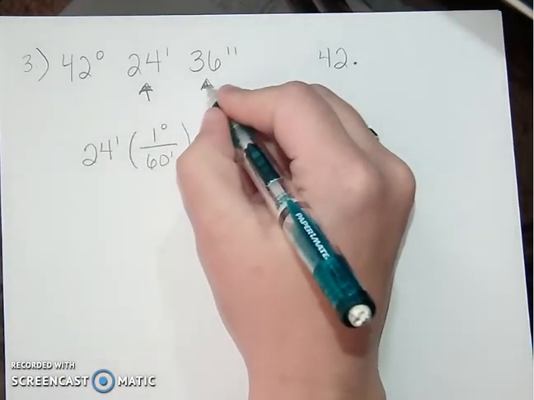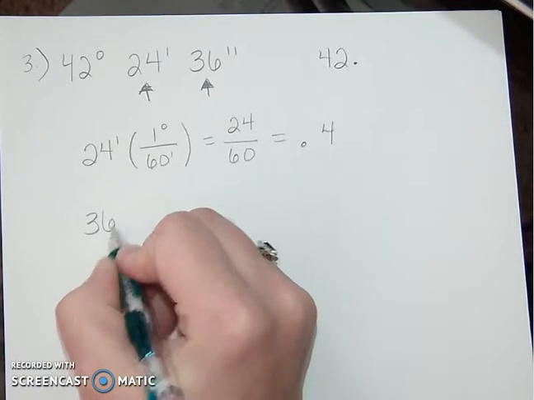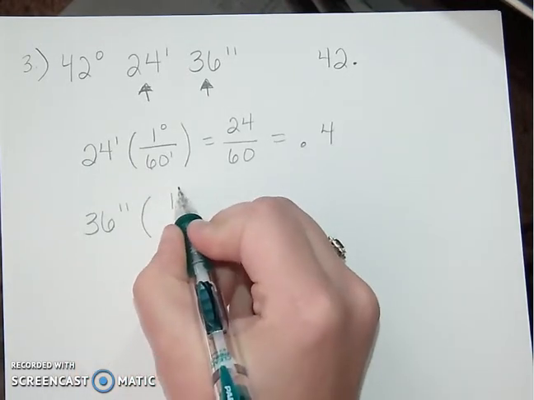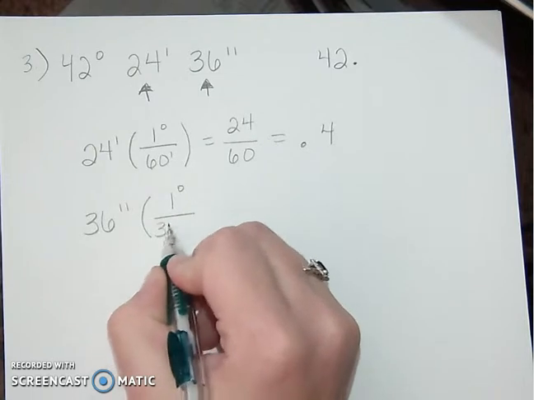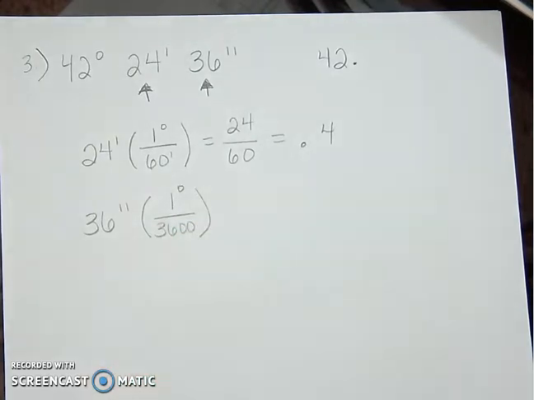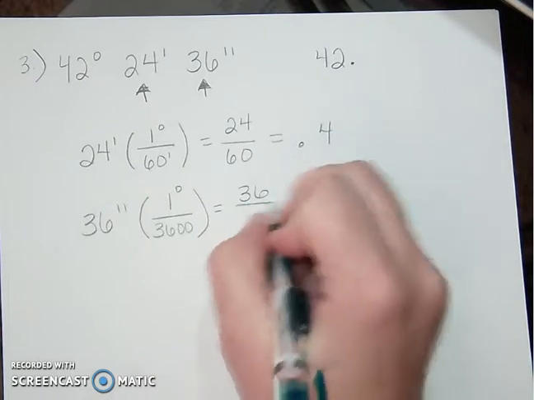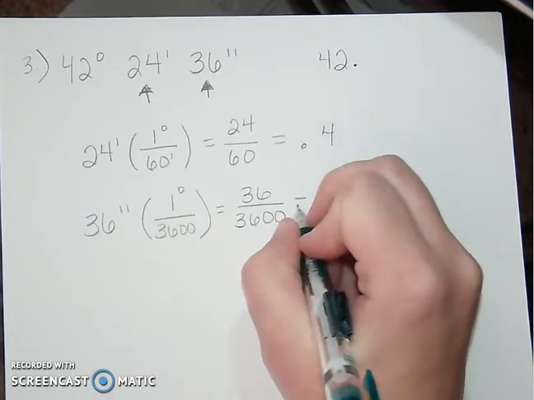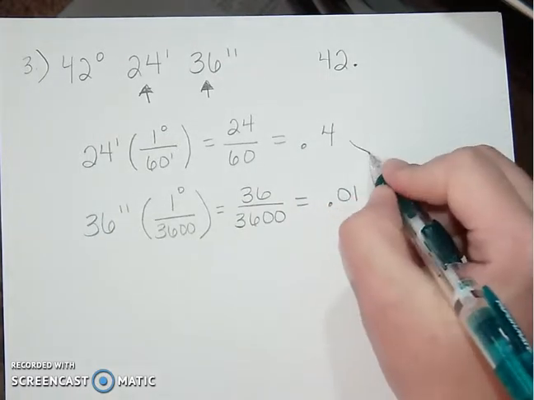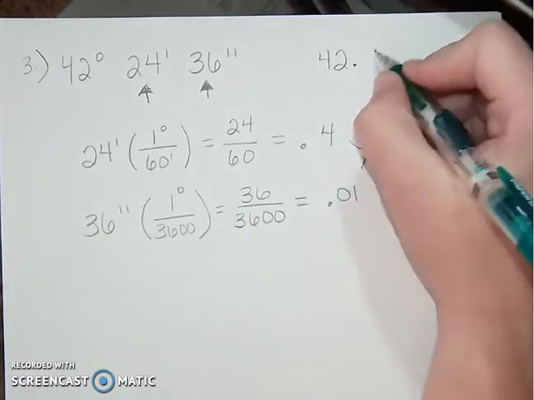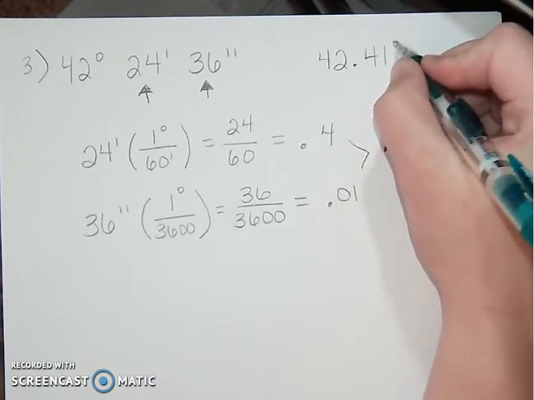Then I'm going to convert the 36 seconds. So 36 seconds in 1 degree. Remember, there are 3,600 seconds, or I could convert the seconds to minutes and then the minutes to degrees. And that would be multiplying by 1 over 60 twice, which would give me 1 over 3,600. This gives me 36 over 3,600, which is 0.01. We combine these two to be 0.41, so this is 42.41 degrees.